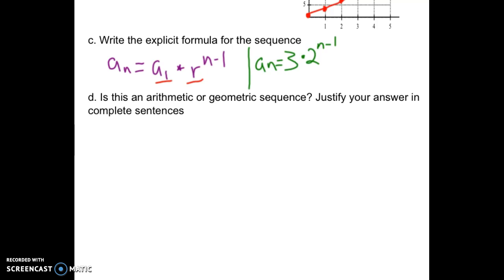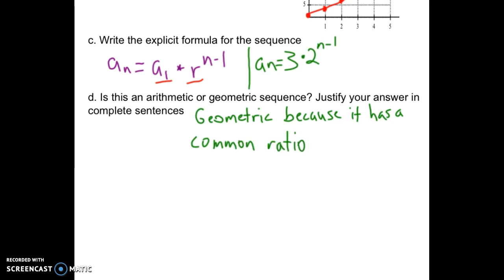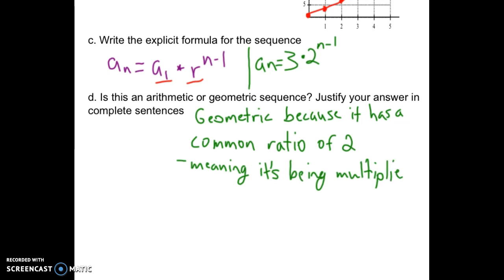Is this arithmetic or geometric? It has to be geometric, and the reasoning behind it is that it's geometric because it has a common ratio of 2, meaning it's being multiplied each time, not added or subtracted. Each time.